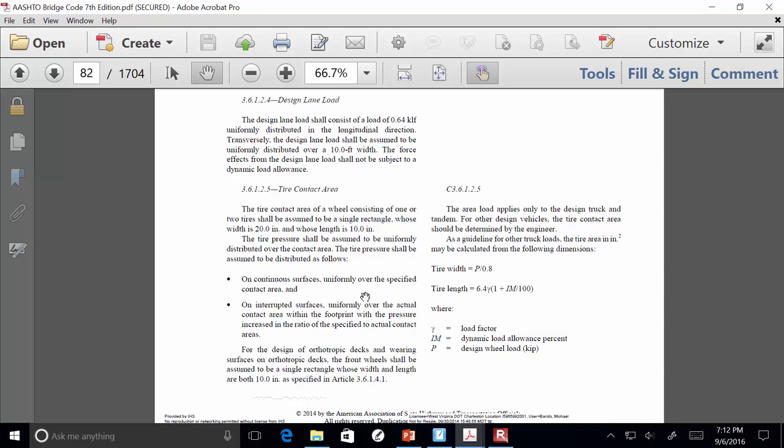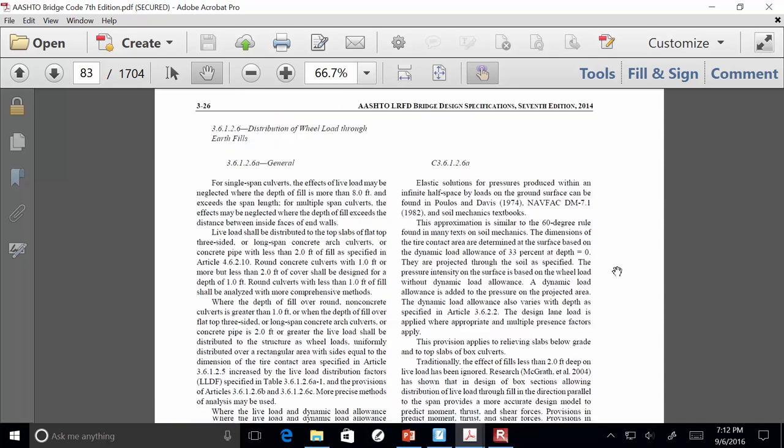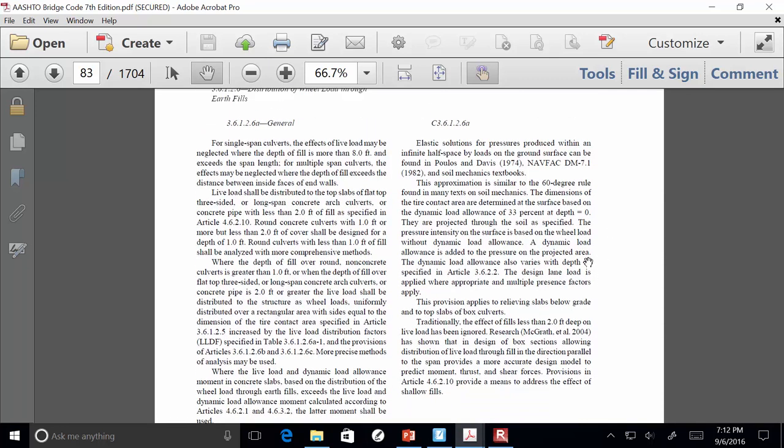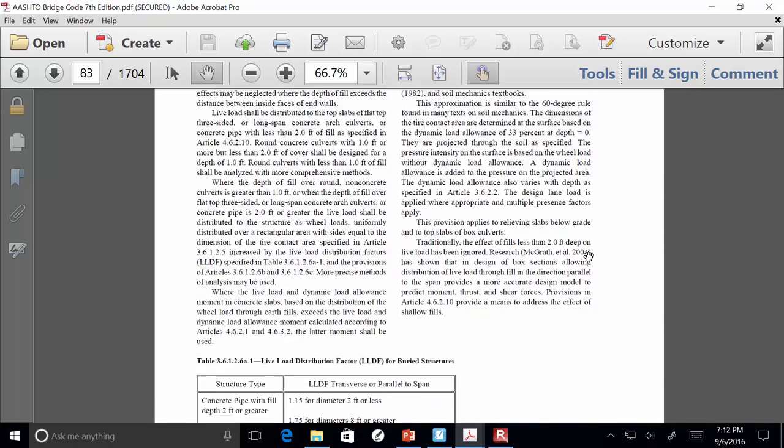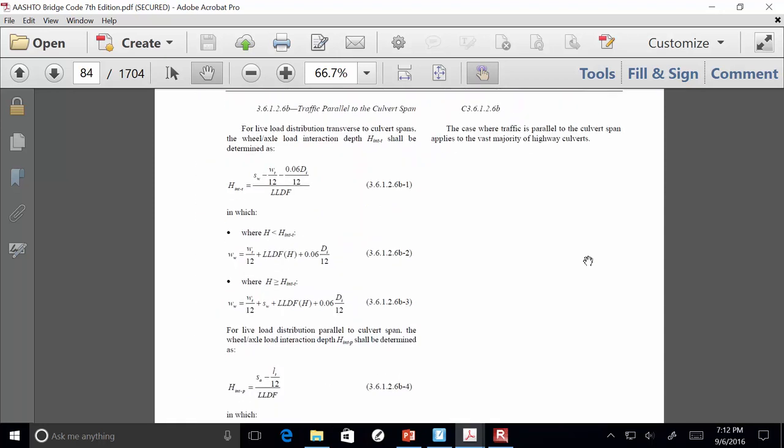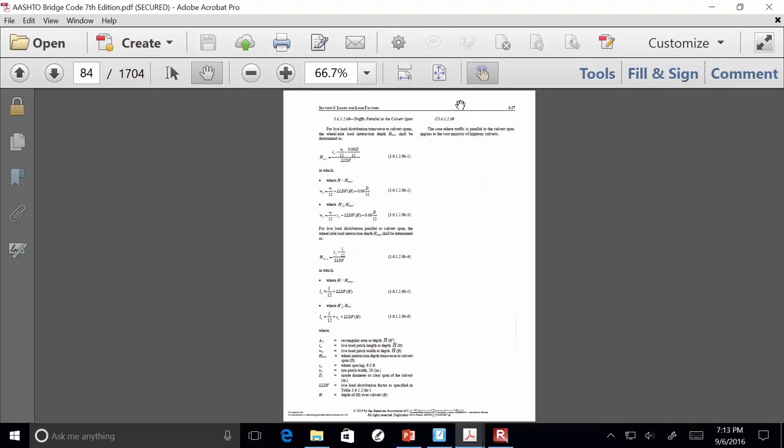Look right here. This is what I was talking about, this tire contact area, 20 inches by 10 inches. This is if you're actually going through and doing the full-blown three-dimensional model, and for other trucks, there are ways of computing the tire width and length. Like if you've got the tire applying the load, how can you compute that? So there's a lot of nifty stuff in the spec. I'm not going to worry about distributing load through earth fills and whatnot, or any culvert stuff.